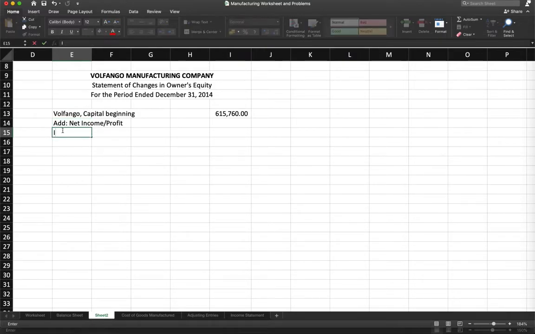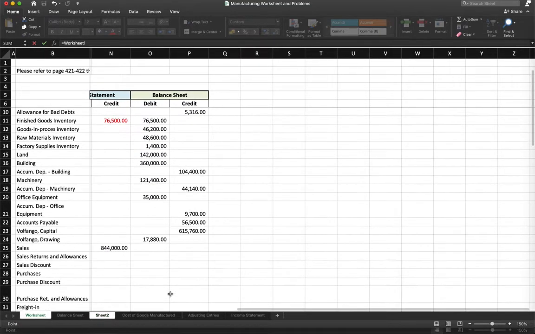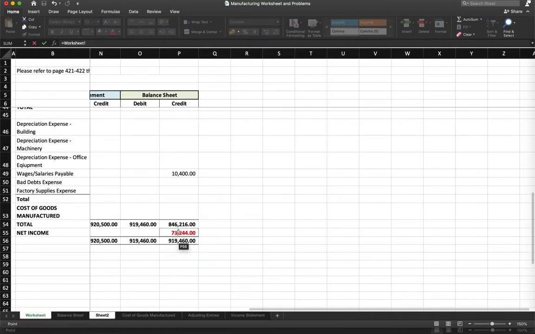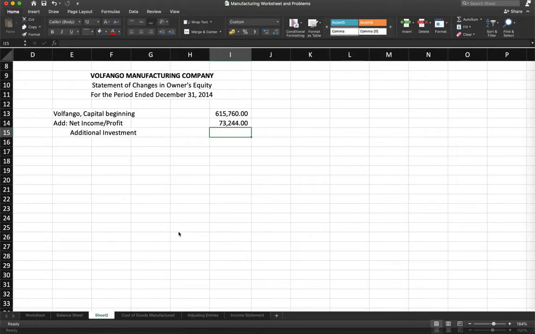Huwag na natin lagyan ng investment kasi wala naman. Sige na nga, para maalala nyo. Additional investment. Parang review nyo na rin ito. Okay? Net profit. Magkano net profit? Sa worksheet. How much is the profit? Nandito yan sa baba. Ayan, net income. 73,244. Additional investment is 0.